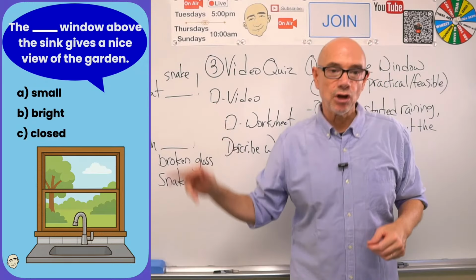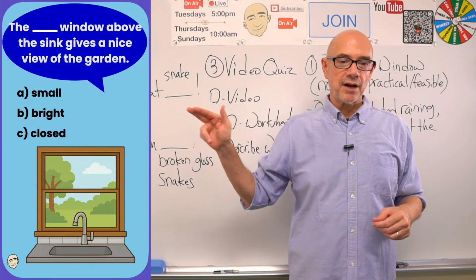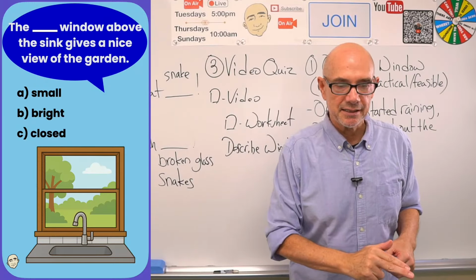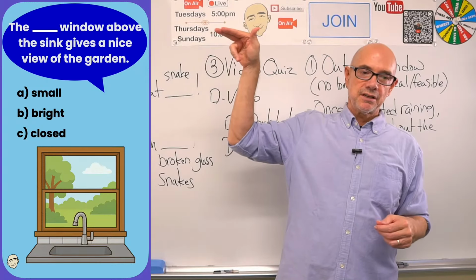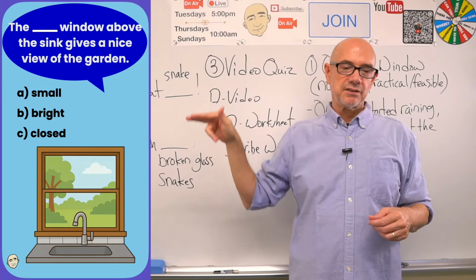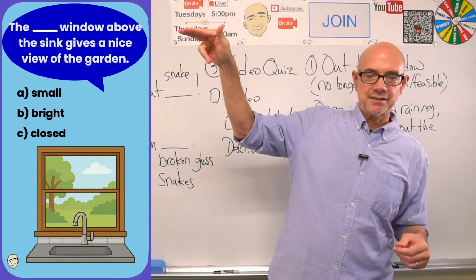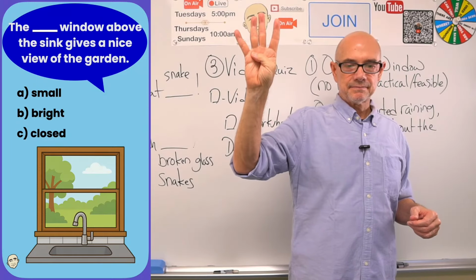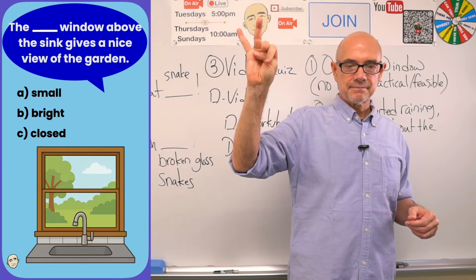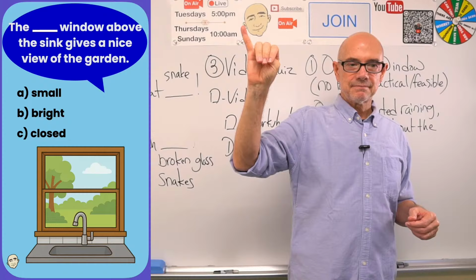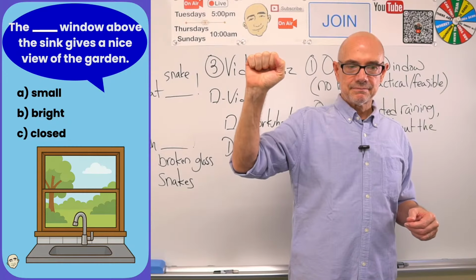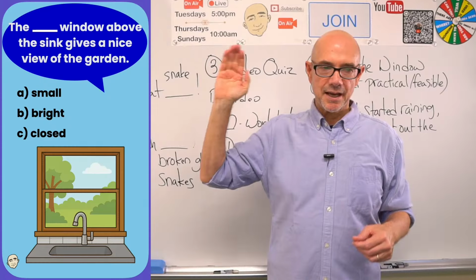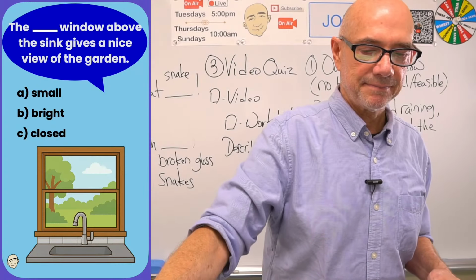Small, bright, closed. What is the correct word? Here are the three choices. Which one is best for the sentence? Count down. Okay, here it is.